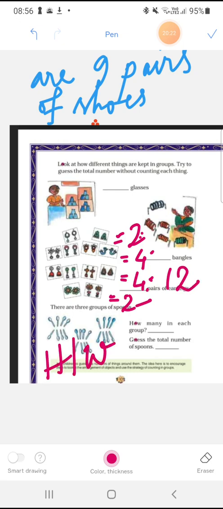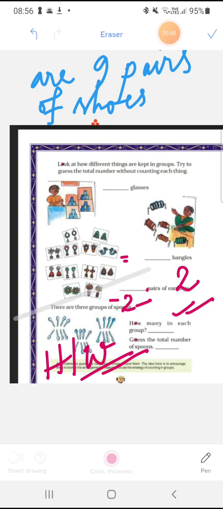And this will be for your homework. The spoon. How many in each group? Guess the total number of spoons. This one will be your homework. So you do it in your copies, only this page you will do. Only this answer, and for the rest no need to send the photo of the copies. Only this one you will do and send the photo to me. You can do it in your books or in your copies also.